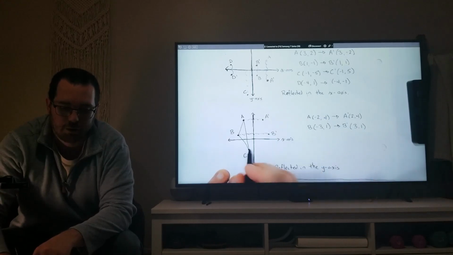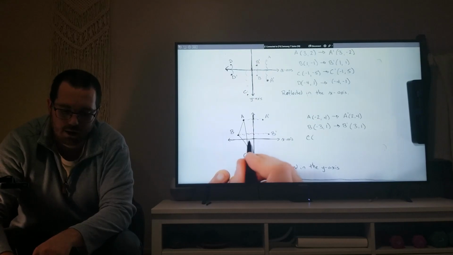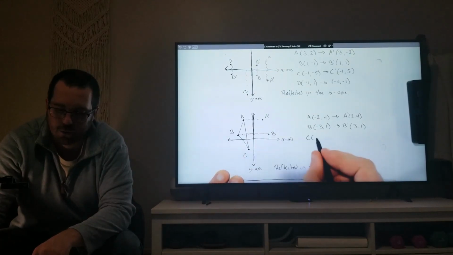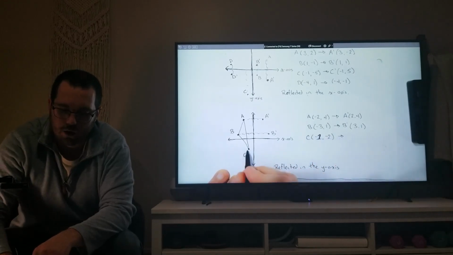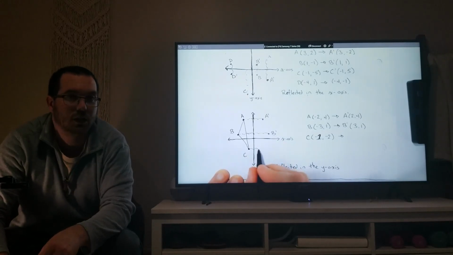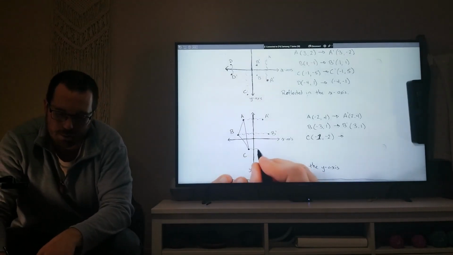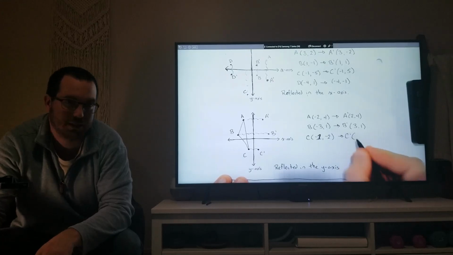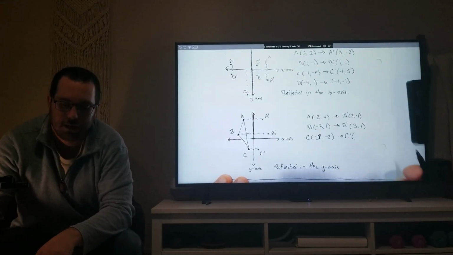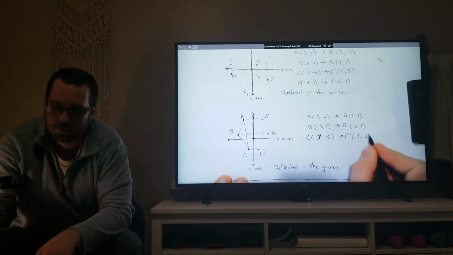Let's take a look at our final point, point C, which right now is at -1 on the x and -2 on the y. I want to reflect that. It's 1 away from the reflection line. I continue that 1 past it. Draw my point there, point C. And now the new point C, the reflected point C, is going to be at +1, -2.